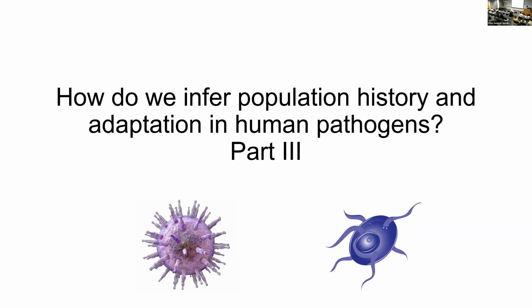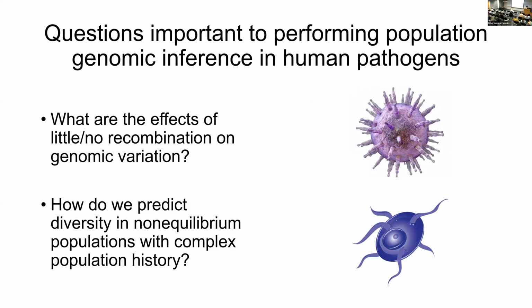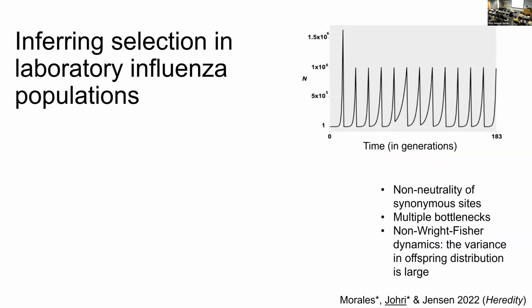And so, giving you one small example of what we did do, I think I've spoken about both of these things. We looked at laboratory influenza populations, where we had a data set in which these influenza populations were grown in a lab, right? So we knew the exact population history that they experienced, because somebody had counted all of the cells and things like that before. So we knew the population history.